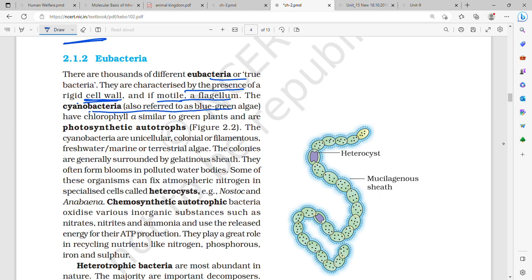The cyanobacteria are also called blue-green algae. They have chlorophyll A similar to green plants, and they are photosynthetic autotrophs. The cyanobacteria are unicellular, colonial or filamentous, freshwater or marine or terrestrial algae. The colonies are generally surrounded by a gelatinous sheath. They often form blooms in polluted water bodies. Some of these organisms can fix atmospheric nitrogen in specialized cells called heterocysts.